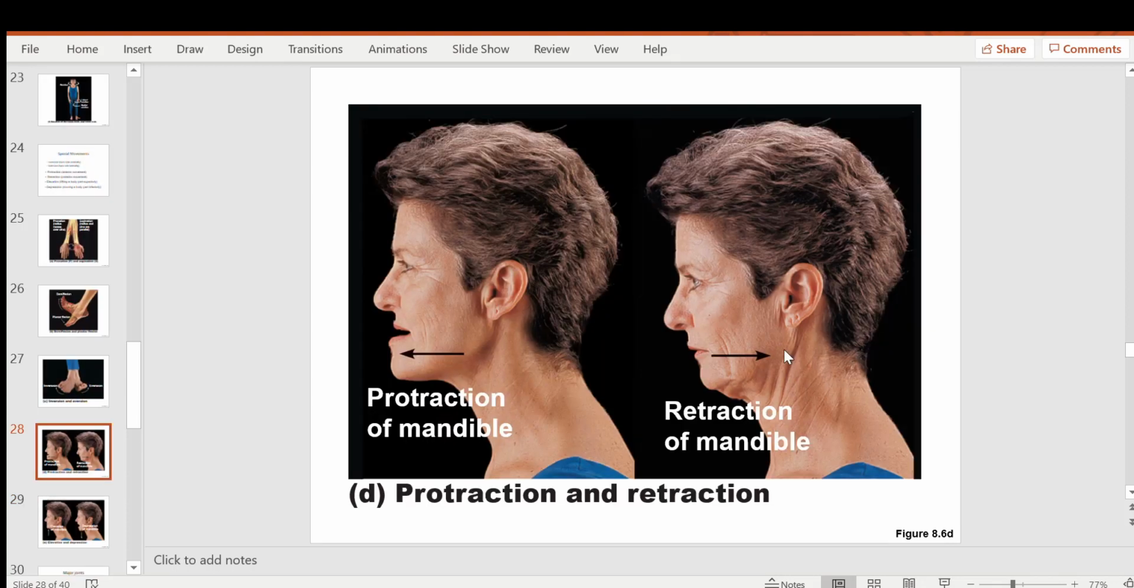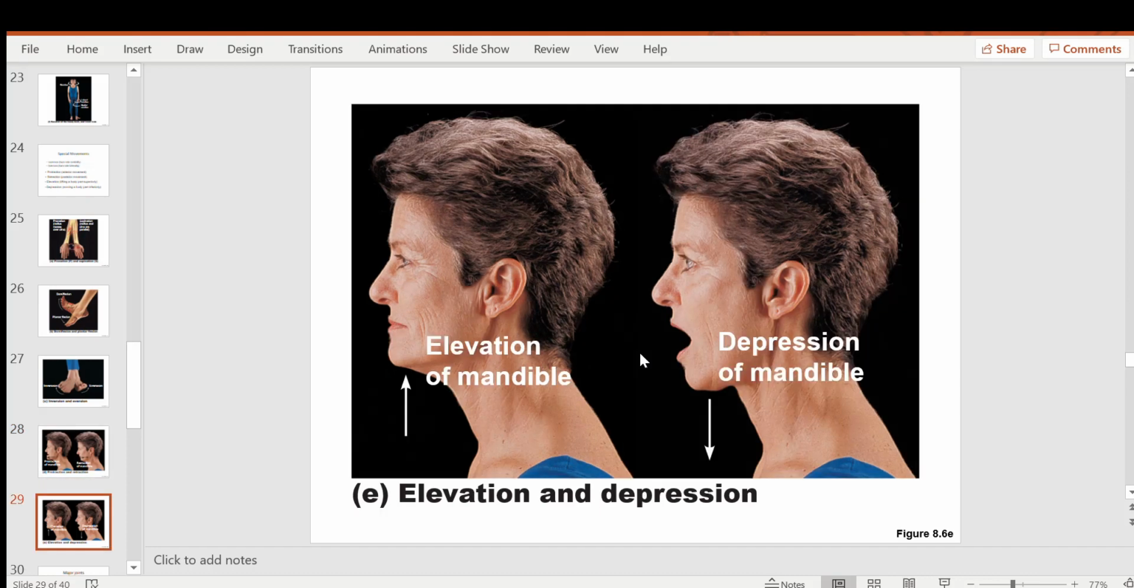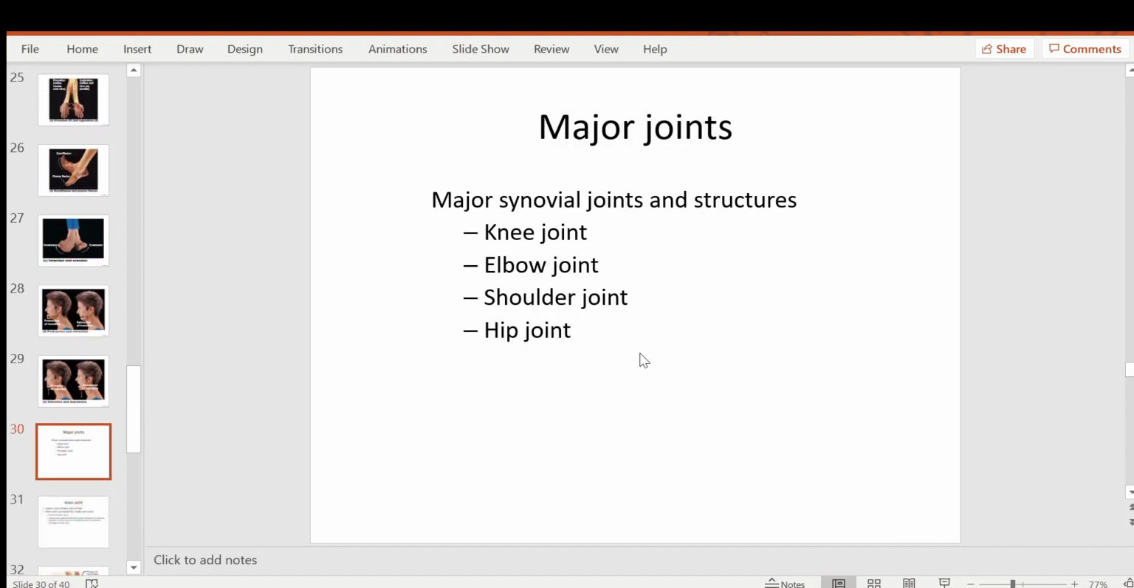Protraction and retraction. Protraction, pushing the bone outwards or forwards, that is protraction. Protruded mandible, we say, some people, you'll see the mandible is more like pushed forward, protruded mandible, so this is protraction. And if you pull back, that is retraction. Elevation, depression, depression is moving down and elevation is moving up. Now I'll talk about a couple of large synovial joints and see the structures inside and around those joints.